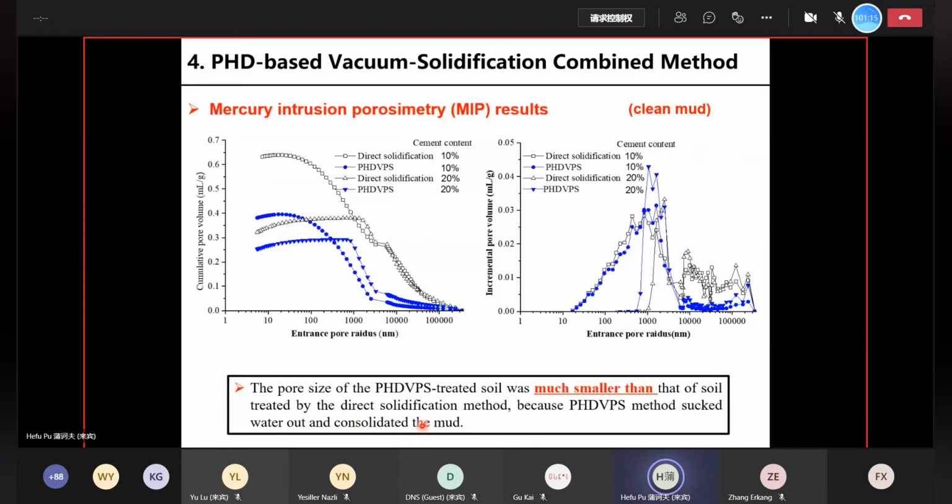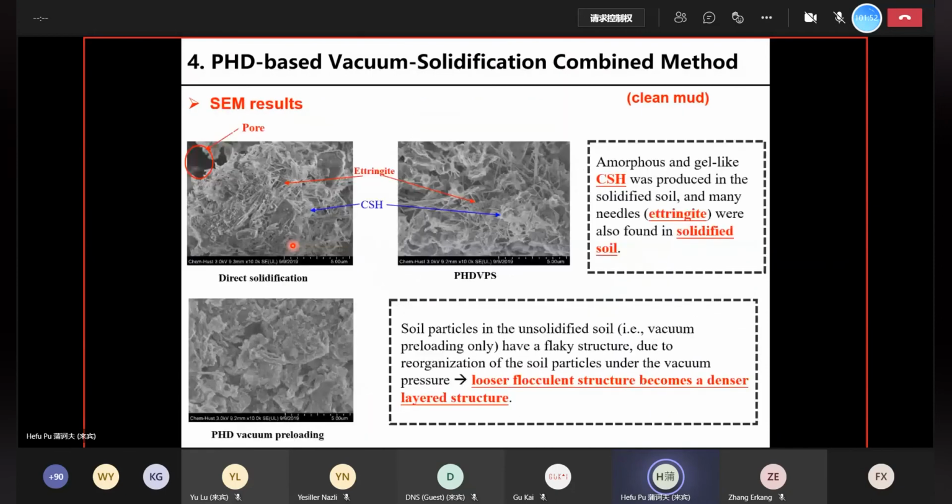We also look at the MIP test to look at the pore size distribution. Okay, I will accelerate. You can see that after the treatment with the proposed PhD VPS method, the pore size was significantly reduced. We have fewer large pores and more small pores. That explains why we have significantly increased shear strength. This is the SEM results. I will skip this because of the time limit.